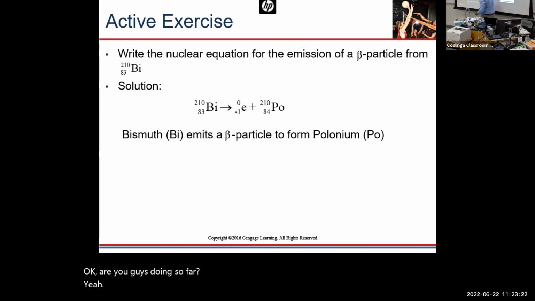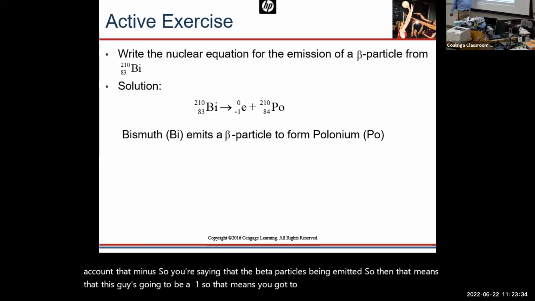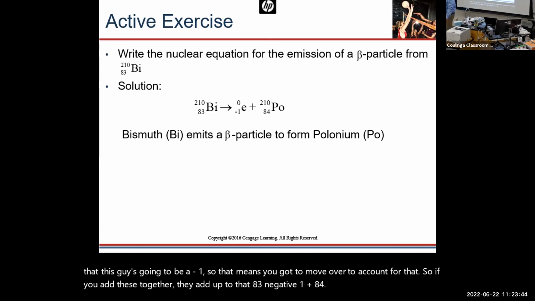Yeah, so what happens is that you're moving over one, right? Because that's why you're taking into account that minus. So you're saying that a beta particle is being emitted. So then that means that this guy's going to be a -1. So that means you've got to move over one, right? To account for that. So if you add these together, they add up to that -2. Right? -1 plus 84 adds up to 82.